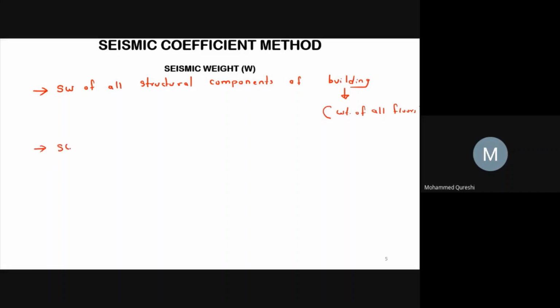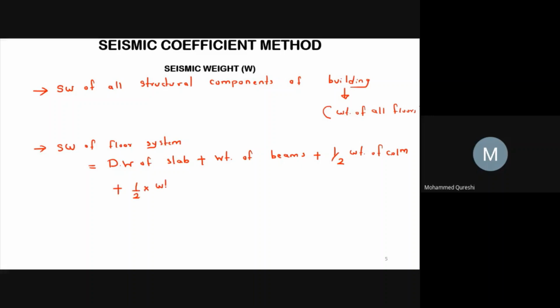Generally, the seismic weight of a particular floor is calculated as dead weight of slab plus weight of beams plus half the weight of columns above and below the floor plus half the weight of walls above and below the floor.